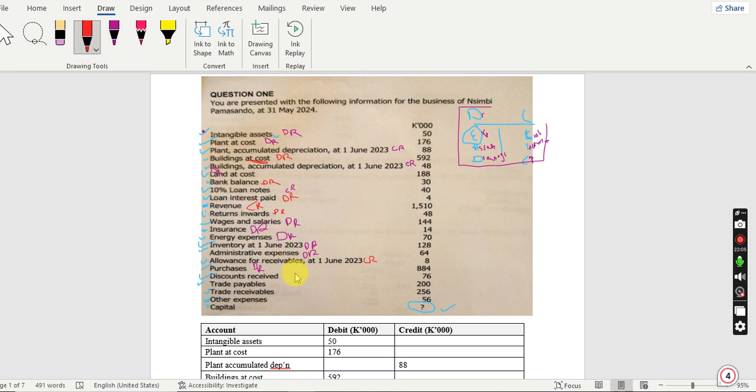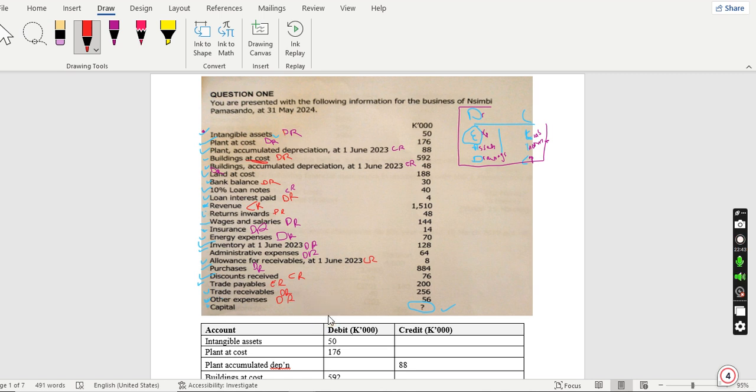Trade payables. Credit them. Yes, liabilities. Trade receivables. Debit. Yes, asset, current asset. Okay, other expenses. Debit, right?